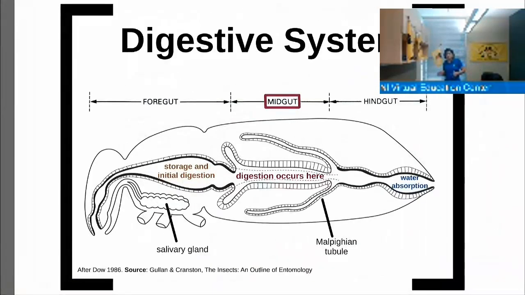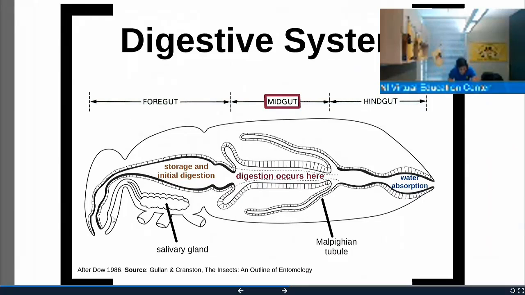What do we see here? This is an insect cut in half. This is the mouth, and the digestive system is divided into foregut, this portion here, midgut, and hindgut. In the foregut, the insect will feed. Here will occur the initial storage and digestion of food.